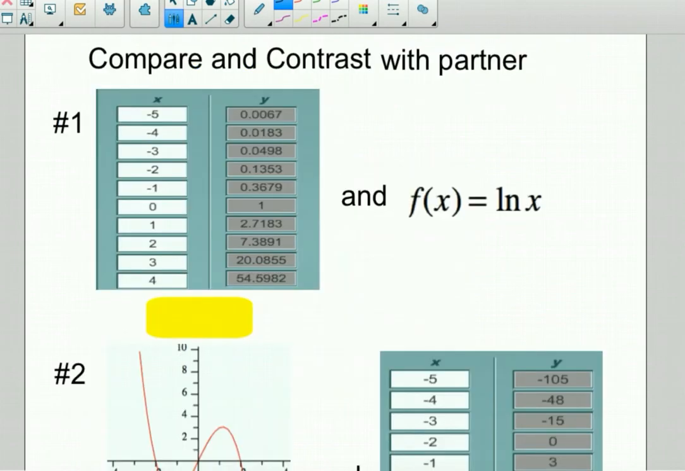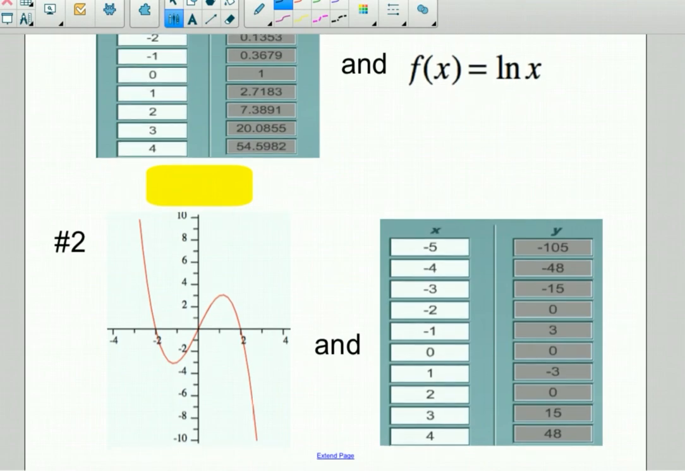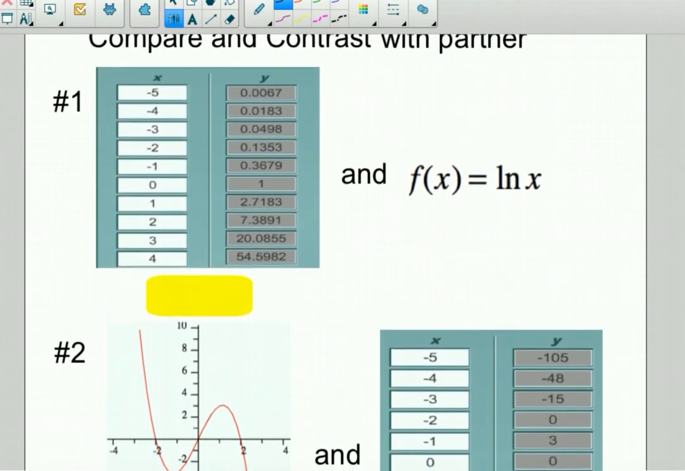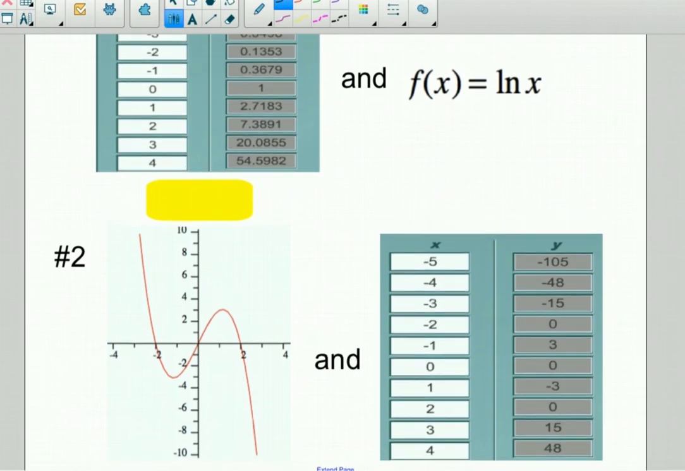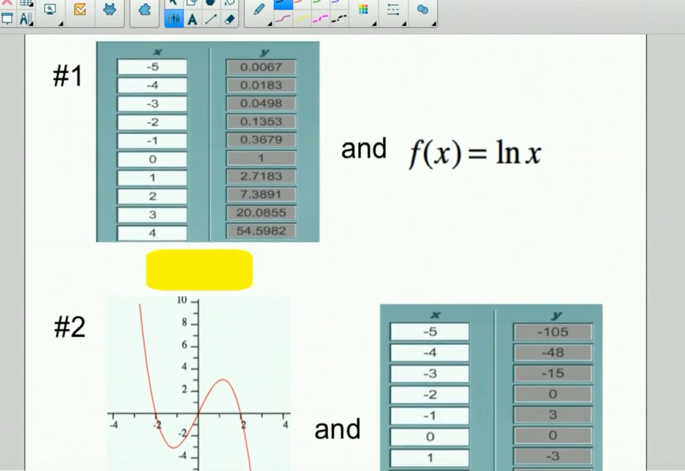And then the last one we're going to do is this. So comparing and contrasting. Again, if you have a partner or just work with the people around you, compare this chart with natural log of x, and you can use your calculator if you want to and see what you get. And then do number 2 as well, in which case you're comparing this one with this one. So again, take a few minutes. I want you to see if you can find the relationship that both of these share with each other, and then resume the video and see if you got it right.